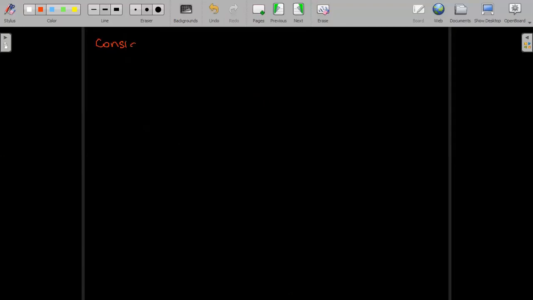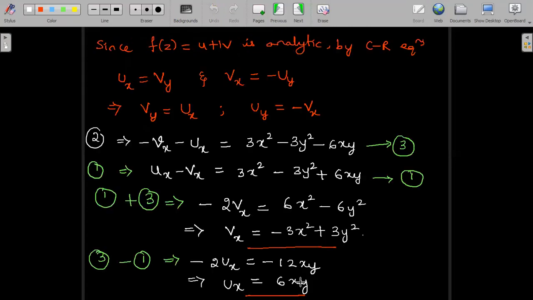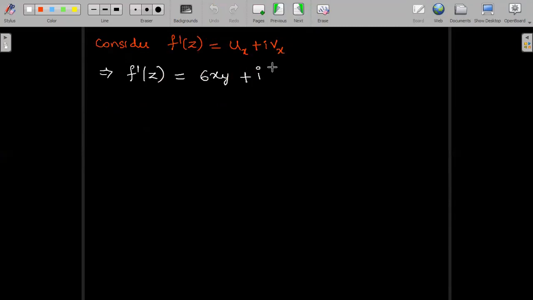Consider f dash of z is equal to ux plus I into vx. Let us substitute both the partial derivatives now. So f dash of z is equal to ux we obtained as 6xy plus I into vx. What is vx? We'll recall once. 3y square minus 3x square. If at all I want to write the positive term first, it is 3y square minus 3x square we have to write down. So plus I into 3y square minus 3x square.